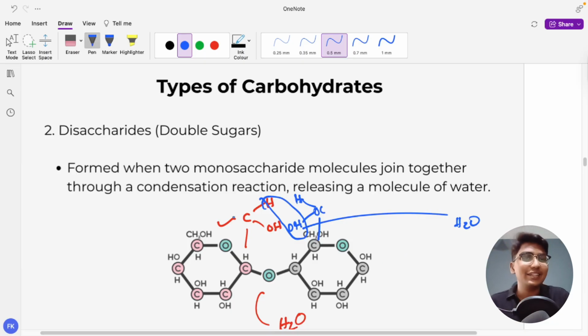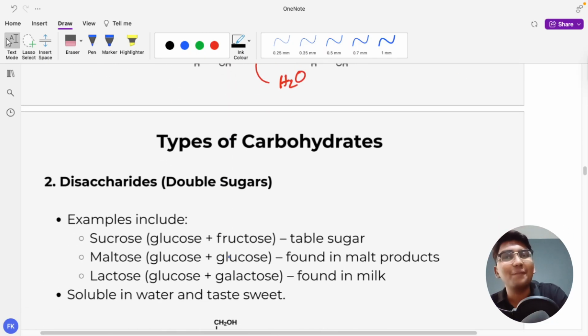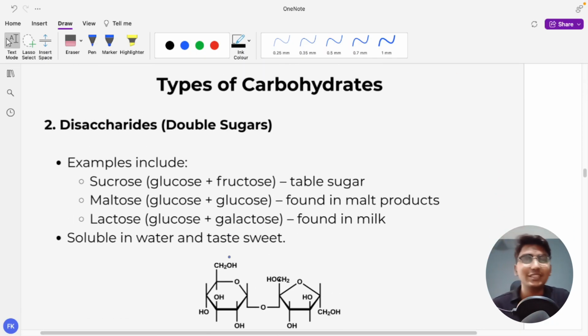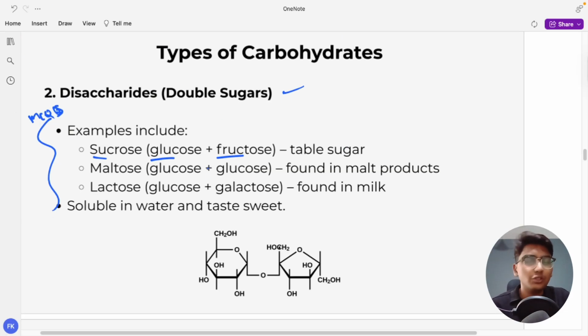Now let's look at another type of carbohydrate, which is disaccharide. No, this is the same carbohydrate. Sorry, these are just an example. For example, sucrose. Glucose plus fructose make up sucrose. This is very important. This actually comes up in MCQs a lot. For example, sucrose is made up of glucose plus fructose.